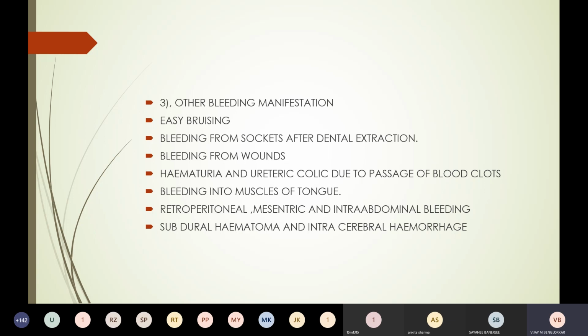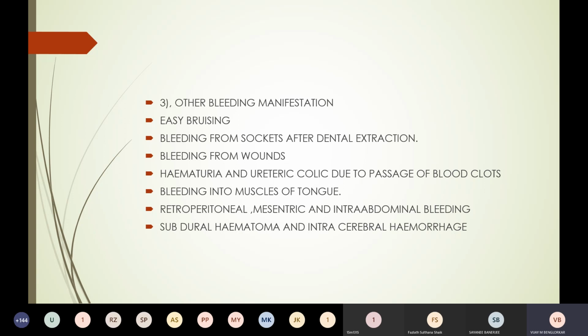Other manifestations are patient may get hematuria and ureteric colic due to passage of blood clots, and bleeding into the muscles of the tongue. Other areas where you get bleeding is in the abdomen: retroperitoneal, mesenteric, and intra-abdominal bleeding. So whole part of the abdomen, anywhere you can get the bleeding. In CNS, subdural hematoma, and in the brain, intracerebral hemorrhage.